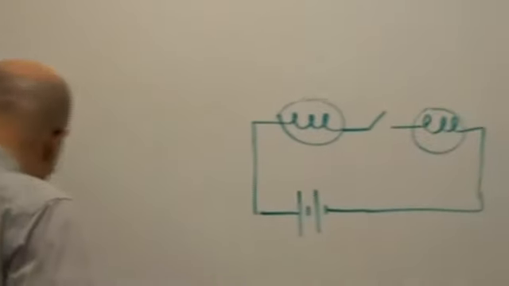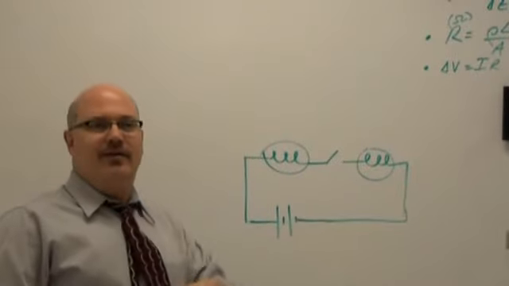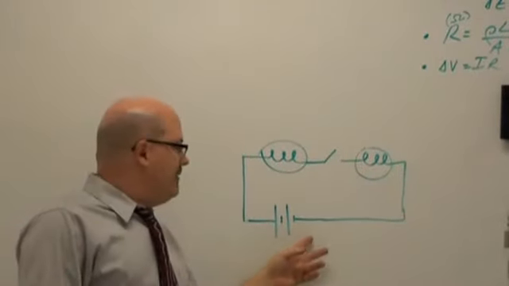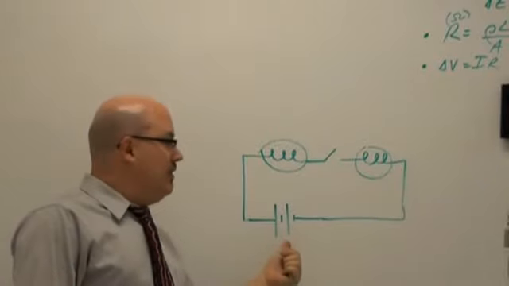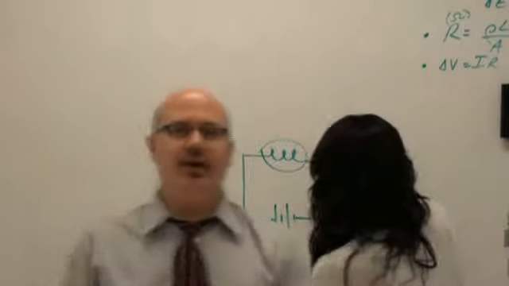Alright, Melanie. You're supposed to have one turn on and one turn off. Okay, hang on. Alright, Melanie. Okay, we got EMF, we got conducting path, we got switch.